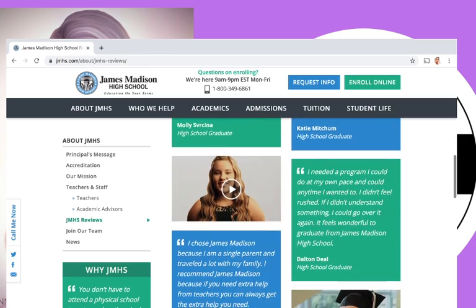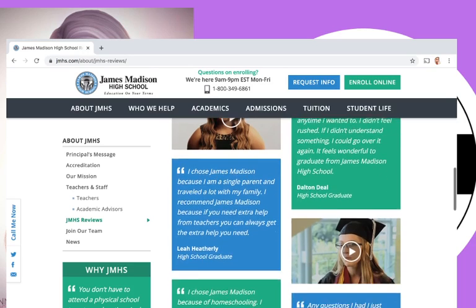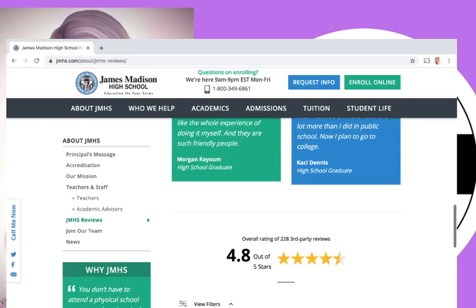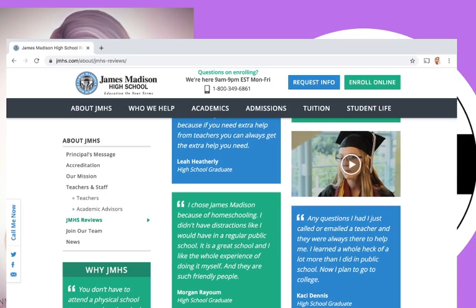Another person said, I chose James Madison because I'm a single parent and traveled a lot with my family. I recommend James Madison because if you need extra help from teachers, you can always get the extra help you need. See, some people need extra help that a public school can't really give you. They may have open times at lunch or after school, but some kids can't stay after school.